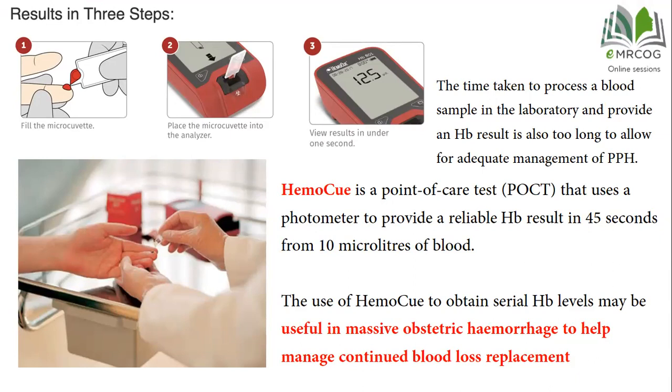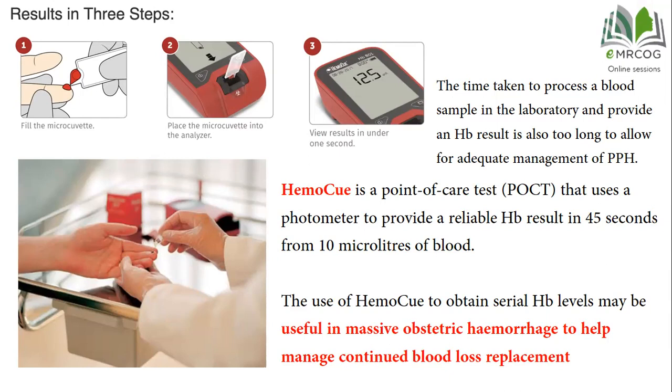How can we use hemoglobin, or in any way, how can we monitor the hemoglobin for our patient? And can we use the hemoglobin for another reason? Yeah, we can use it when we have a massive obstetric hemorrhage to help manage the continued blood loss replacement. This is when the hemoglobin is useful.